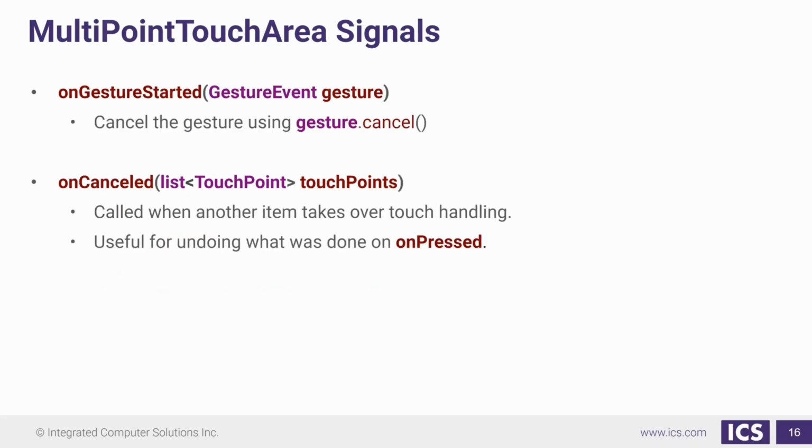In addition to those, we also have on gesture started and on canceled. On gesture started allows us to start a gesture event and cancel it with the gesture canceled. And on canceled is what happens when something else takes over the touching. So this can be useful if something was pressed and you want to stop what that was supposed to do.